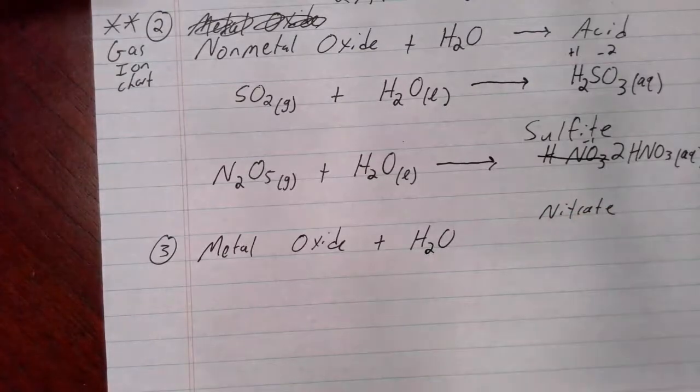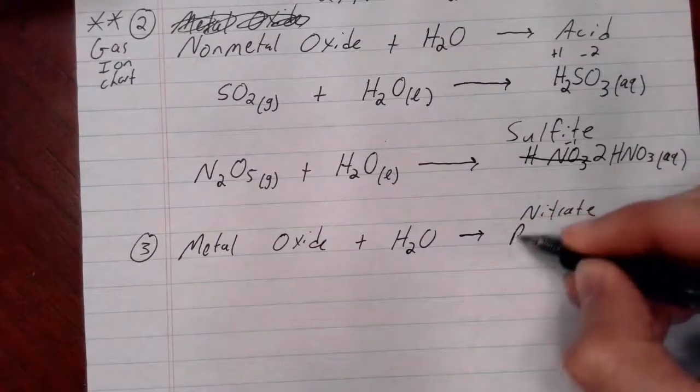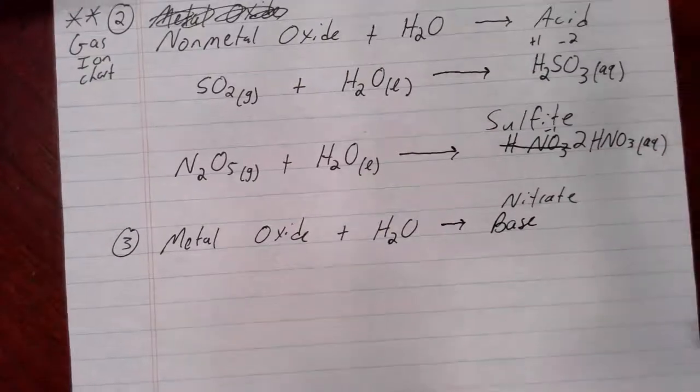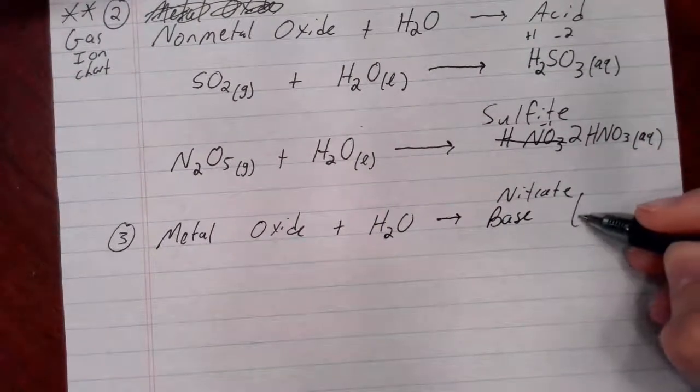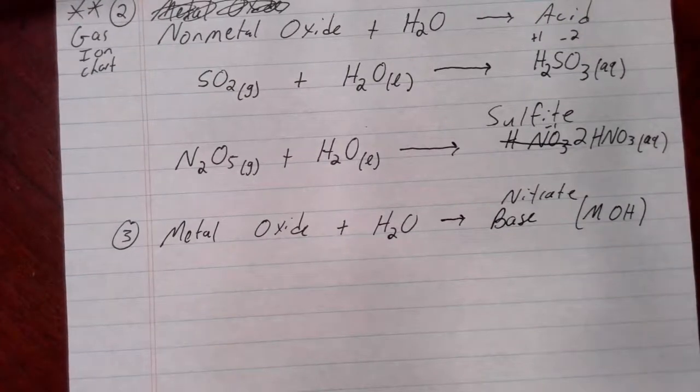Okay. So the metal oxide plus water, your notes say it produces a base. Okay, so what bases look like is they are a metal with a hydroxide. Okay, and then we will of course balance the charges. So if you see a metal oxide, so something like magnesium oxide, potassium oxide, aluminum oxide plus water, we know we're going to produce a base. Okay, so a metal plus a hydroxide polyatomic there. So let's look at one.